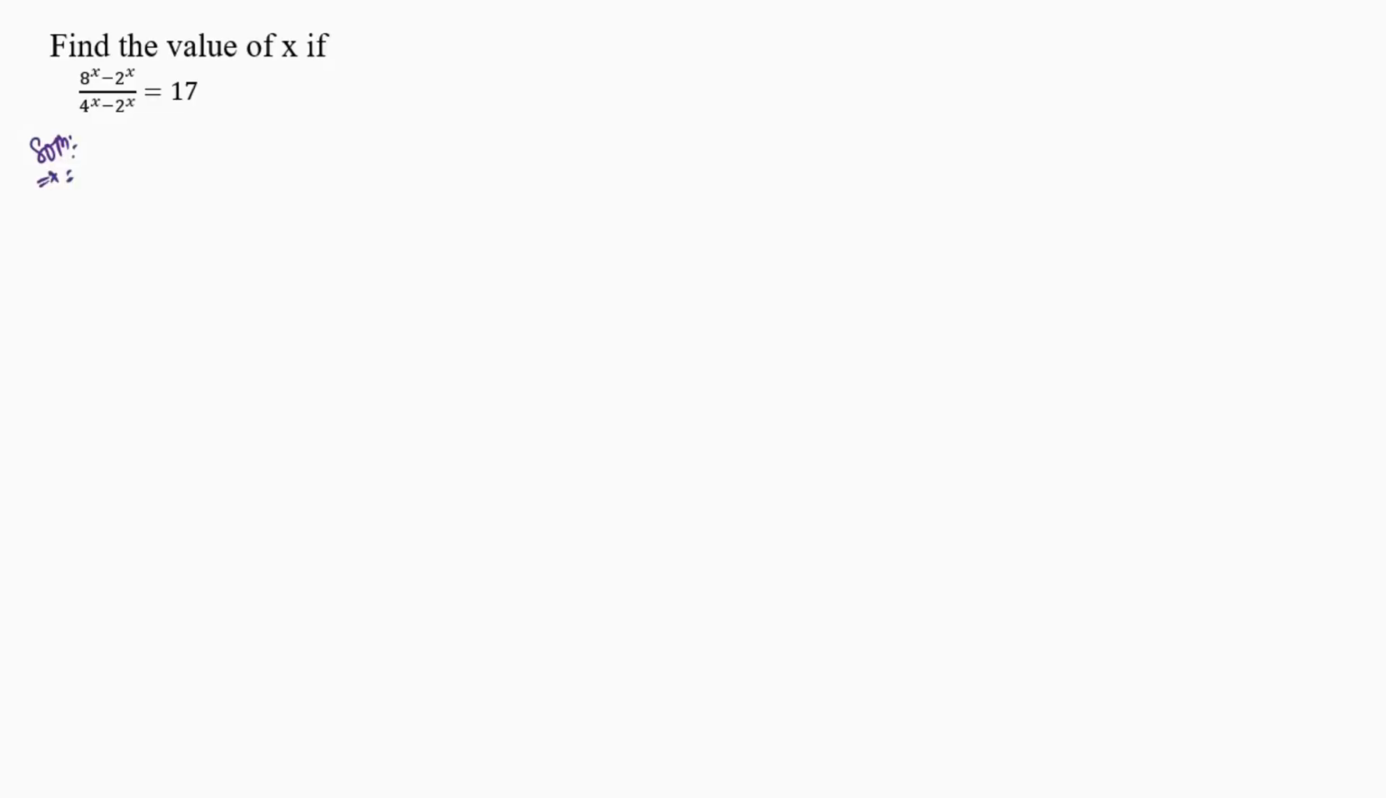Today we are going to solve this very interesting Math Olympiad problem in which we have to find the value of x, and we are given (8^x - 2^x) / (4^x - 2^x) = 17.